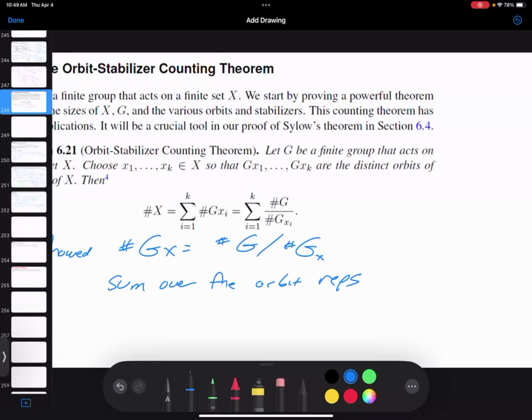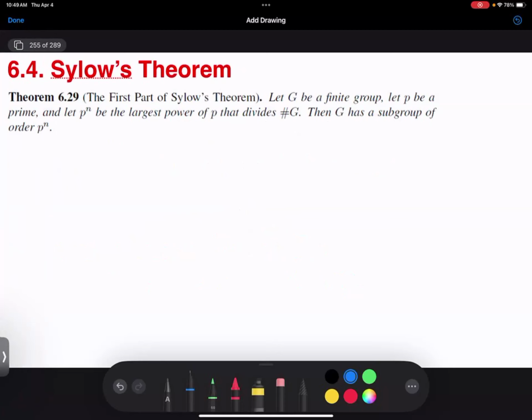Okay. So let's let X equal all subsets of G of size P to the n. I'm trying to prove that G has a subgroup of size P to the n. Let's consider all the subsets of size P to the n. And eventually I'm going to show that one of these subsets has a special property and is actually a subgroup. And then we win. So we're going to consider all the subsets of size P to the n. So what is the cardinality of X? How many ways can we take a subset of size P to the n of G?